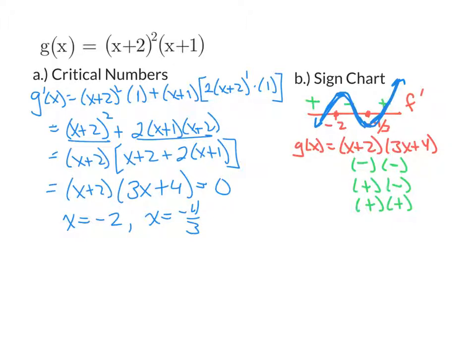And now we're down to the last step, and that is to identify the relative maximum and minimum. Of course, we can see from our picture that the relative maximum is going to happen when x is negative 2. That's because the derivative changes from positive to negative. And the relative minimum happens at x equals negative 4/3 because the derivative changes from negative to positive.